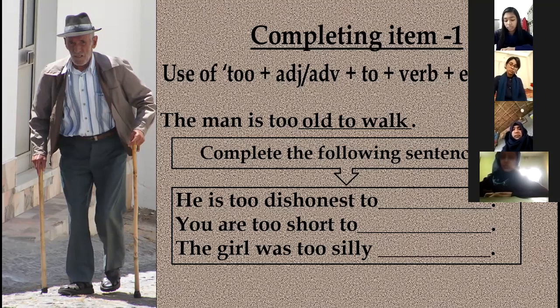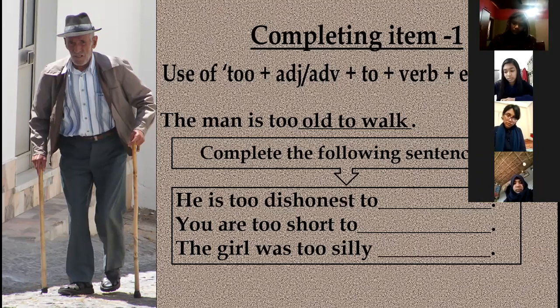The girl was too silly. What did you say? To talk anything. The girl was too silly to talk anything. It doesn't make proper sense. The girl was too silly to understand anything. The girl was too silly to understand anything. No. Anything else you can place there?